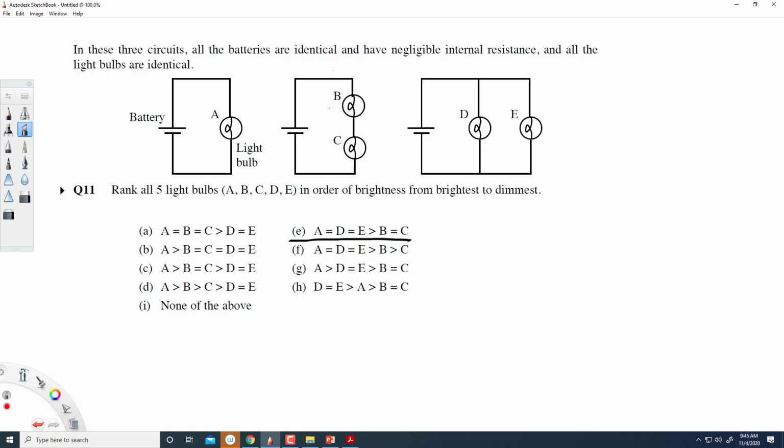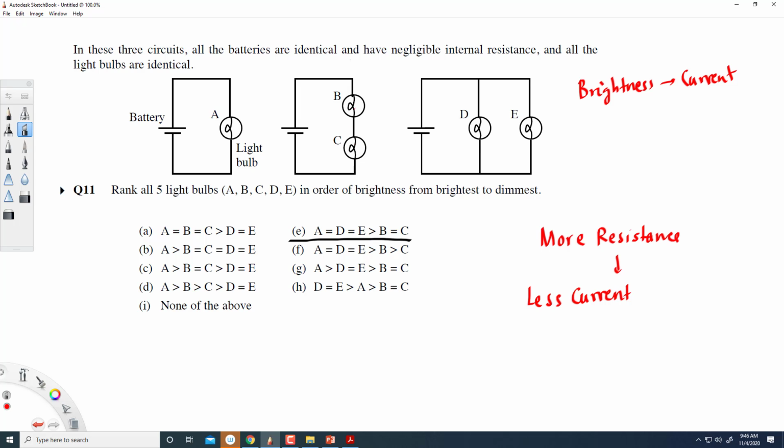So these light bulbs have the same resistance. Okay. So we know this thing: more resistance means less current, and the brightness of the bulb depends on the current. Brighter the bulb means more the current. Brightness depends on the amount of current. More current means brighter the bulb. So that means we need to think about the current.